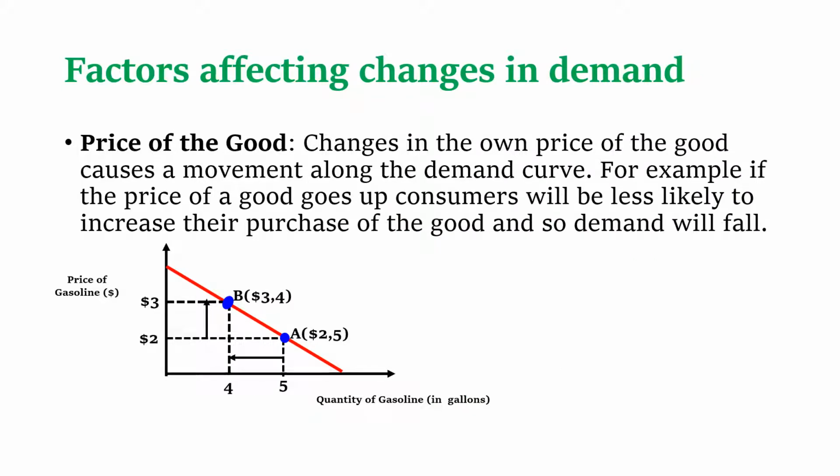Now, the factors affecting changes in demand. What are the factors affecting changes? Of course, as I told you, we have the price of the good, price of other goods, that is price of related goods, income of the consumer, etc. The price of the good is known as the own price. When the price goes up, demand will fall. This one is self-explanatory.